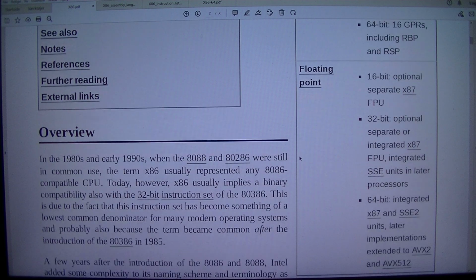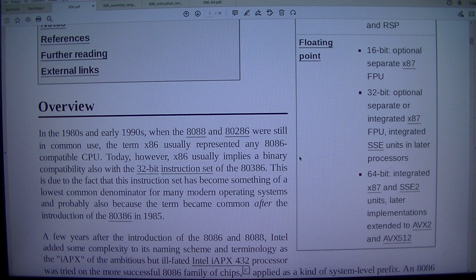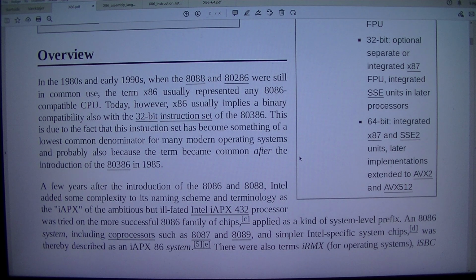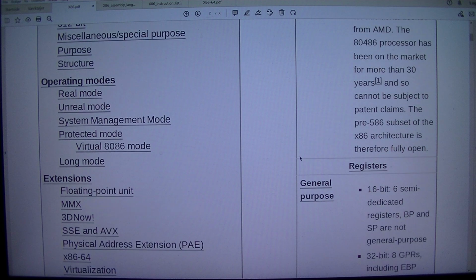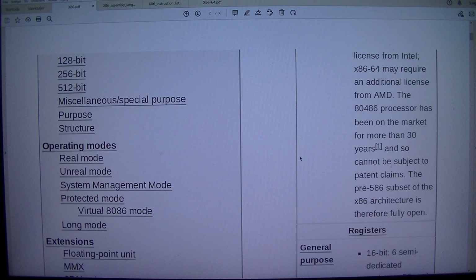Floating point: 16-bit, optional separate X87 FPU. 32-bit, optional separate or integrated X87 FPU, integrated SSE units in later processors. 64-bit, integrated X87 and SSE2 units, later implementations extended to AVX2 and AVX-512. 128-bit, 256-bit, 512-bit. Miscellaneous, special purpose.